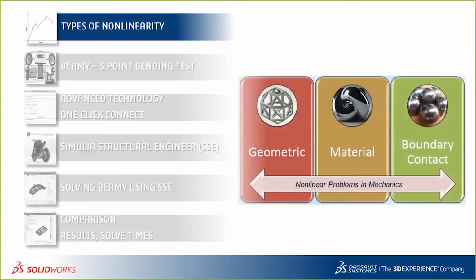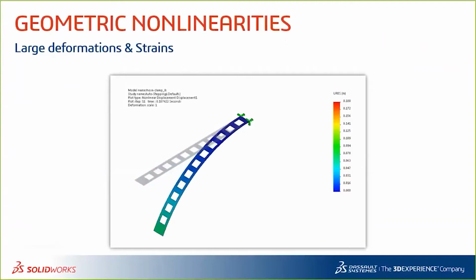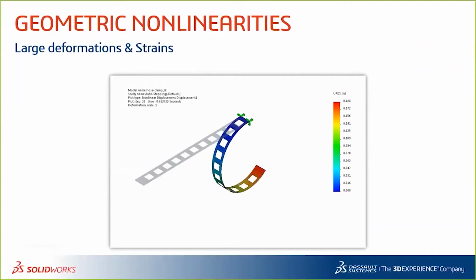So let's touch quickly on types of nonlinear. It really can be broken down into 3 categories: geometric nonlinear, material nonlinear, and boundary contacts. These different types of nonlinear can exist together or independently. For example, of geometric nonlinear, here we have a long and slender component, and you can see the way it deforms. This is very much a nonlinear behavior.